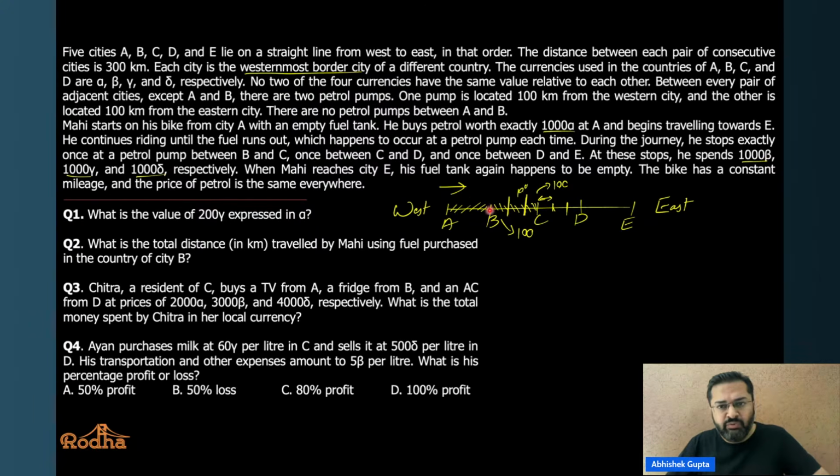So when he refuels between B and C, he spends 1000 beta, यहाँ beta ही चलता है. When he refuels between C and D, he spends 1000 gamma, and when he refuels between D and E, to reach the end, he spends 1000 delta. Again, something that you can remember.